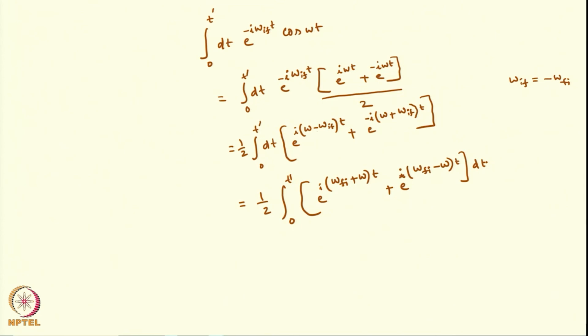So which means I have this equal to two integrals: half integral 0 to t prime e to the power of i omega fi plus omega t dt, plus half integral 0 to t prime e to the power of i omega fi minus omega t dt. Okay. So this is our next step.